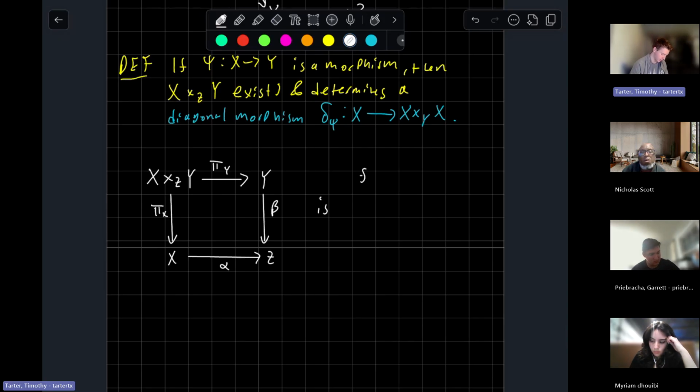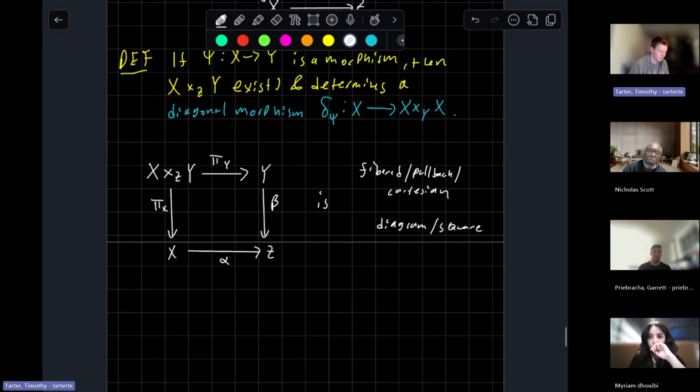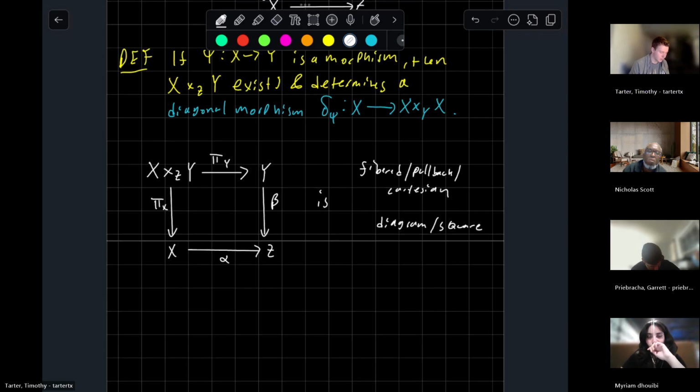Okay, there's like 6 ways you can say this. Fibered slash pullback slash Cartesian, and then either diagram or square. And Vakil actually has a really funny way of putting this. He says, depending on your religion, this diagram is called a fibered slash pullback slash Cartesian diagram slash square. And basically the right way to interpret it is to think about what it means in the category of sets.